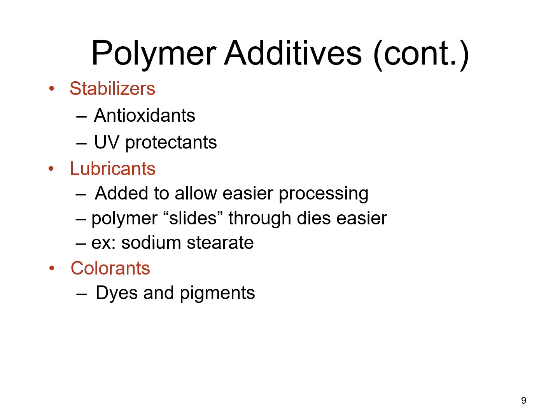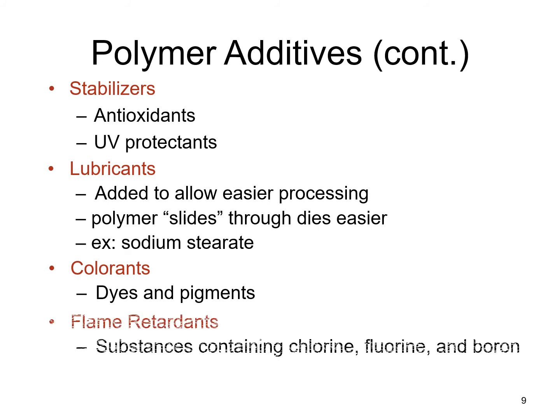We can also have colorants like dyes and pigments. You can see them beautifully in the different range of applications that we use, which are made from polymers. As simple as our Lego toys or bricks at home, and so many other things that we are now wearing and continue to wear and depend on. They are all made from polymers. For flame retardants, we can have substances containing chlorine, fluorine, and boron.